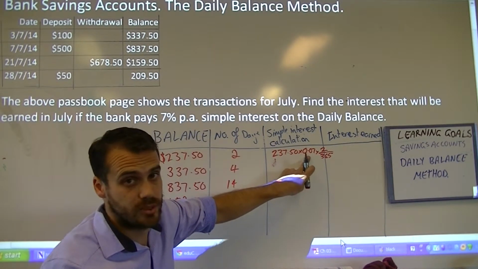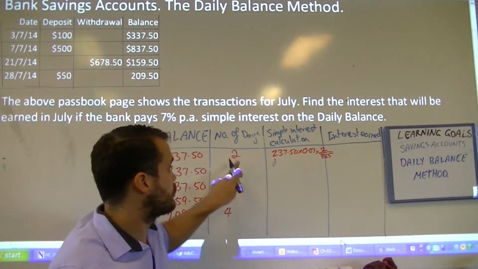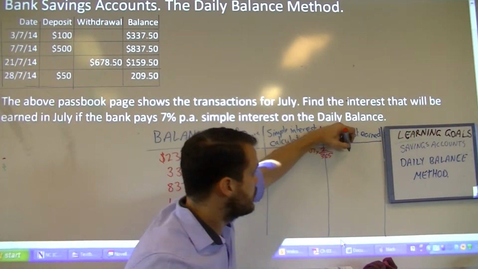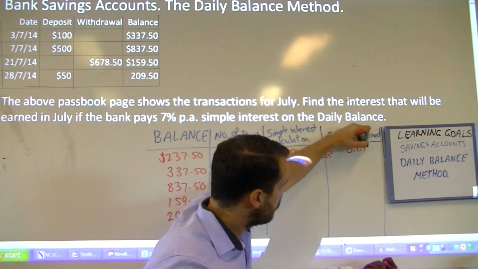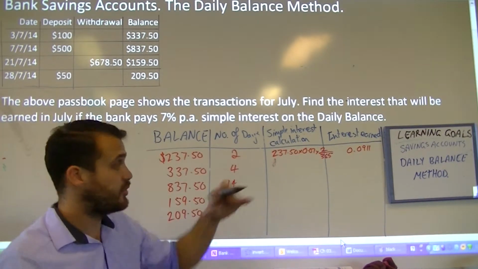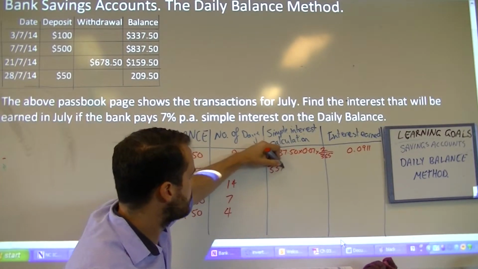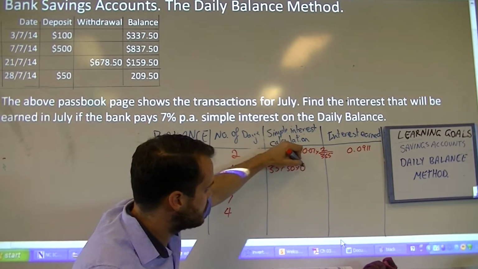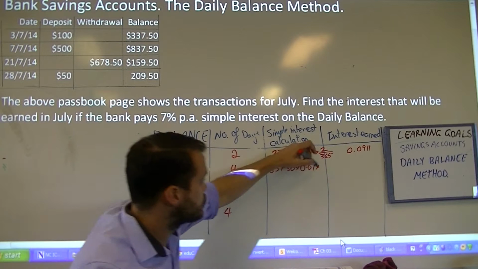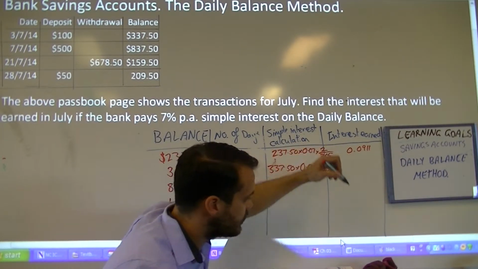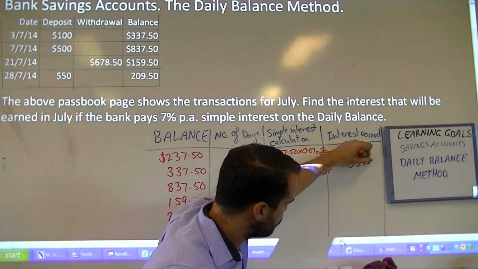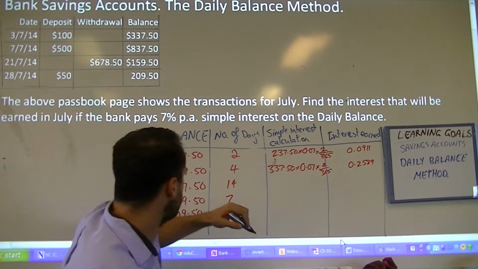$237.50 times the interest rate, 0.07, times 2 over 365, because that's how many days it was. If you type that into your calculator, you'll get 0.0911, about 9 cents interest there. Now you've got to do the same for each row. So $337.50 times the interest rate, that's never going to change, 0.07, times the amount of days, 4. So 4 out of 365. Again, we get 0.2589.